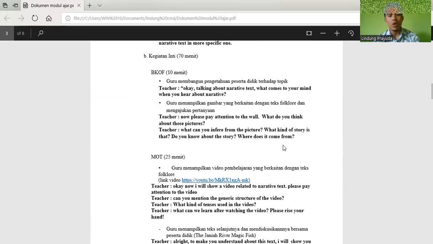Yeah, for example, now please pay attention to the wall. What do you think about those pictures? What can you infer from the picture? What kind of story is that? Do you know about the story, or where does it come from? After showing this picture, the teacher asks some questions to activate the students' memory about the picture, and relates the picture with the topic. It is about folklore.